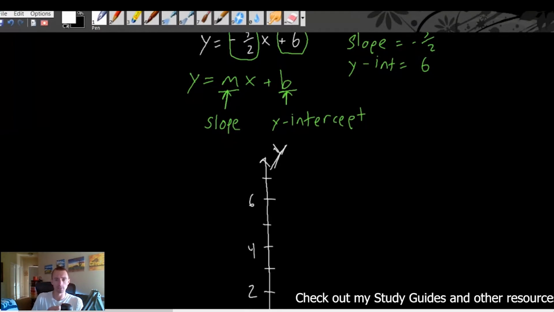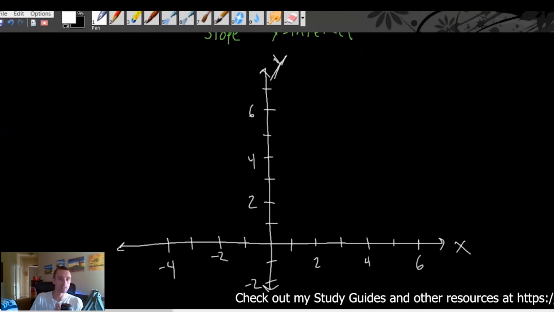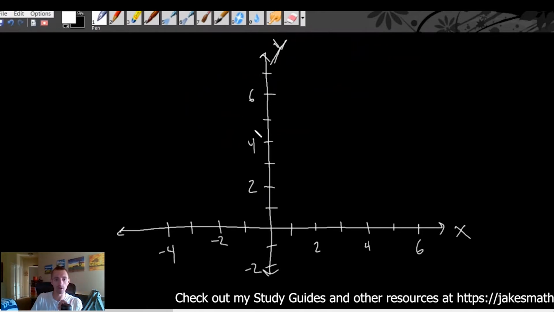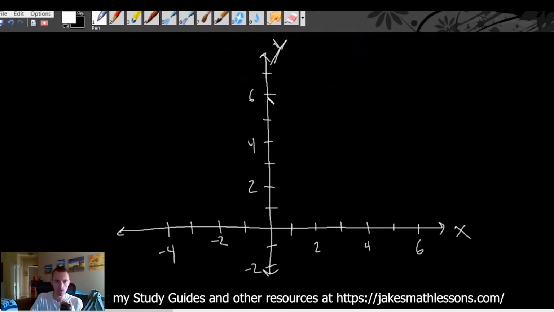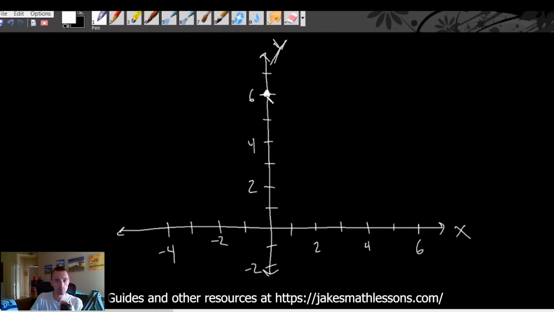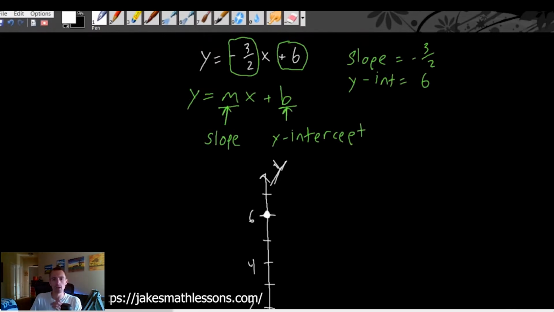What that means is our line is going to intersect with the y-axis, this vertical axis, at +6, which is right here. So we know that we are going to have a point at 6 on the y-axis. So we know that we have to go through this point. Once you have your y-intercept point drawn, then you can start figuring out some other points that your equation or your line goes through based on the slope.